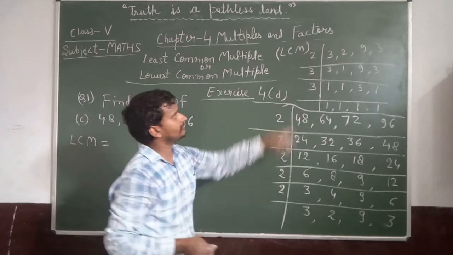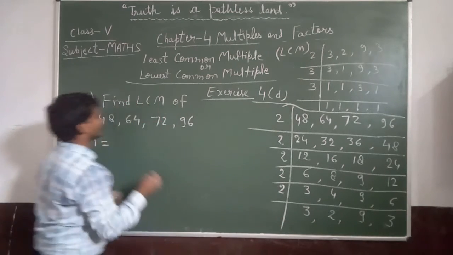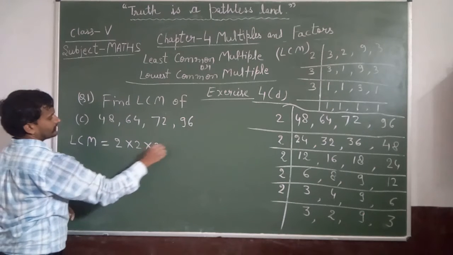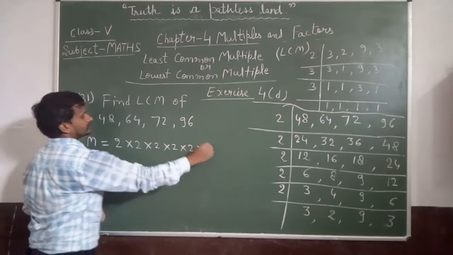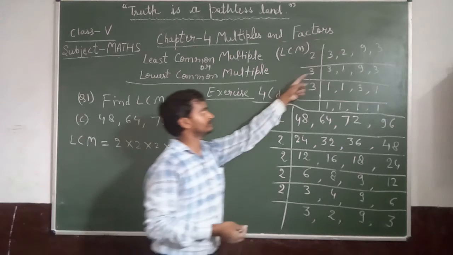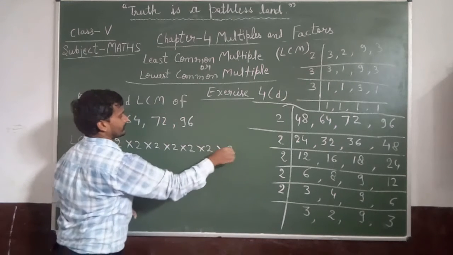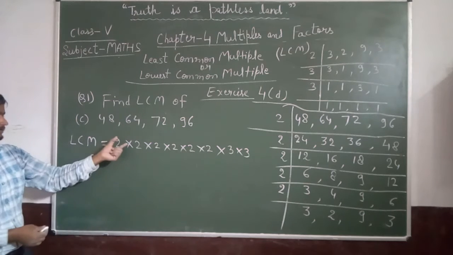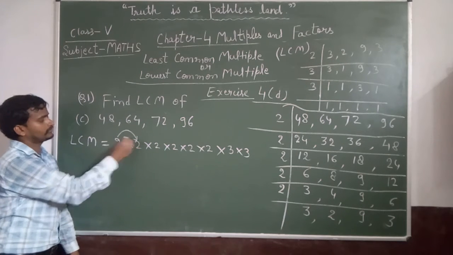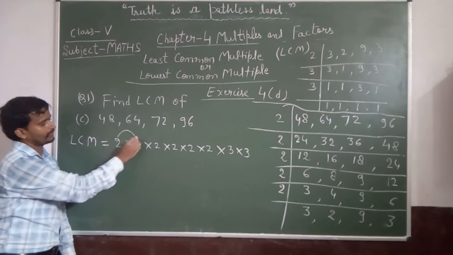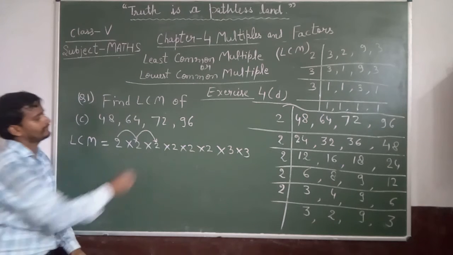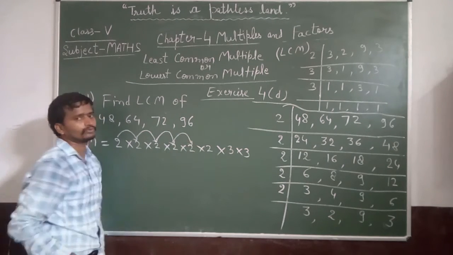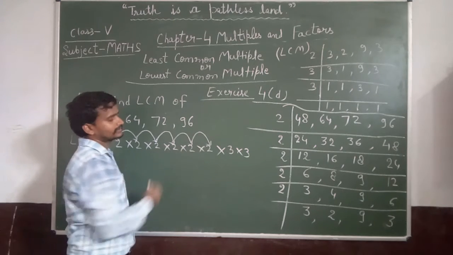1, 2, 3, 4, 5, 6. 6 times 2. Next is 3 multiplied by 3. Now we will do multiplication. 2 multiplied by 2, 4. 4 multiplied by 2, 8. 8 multiplied by 2, 16. 16 multiplied by 2, 32. 32 multiplied by 2, 64.